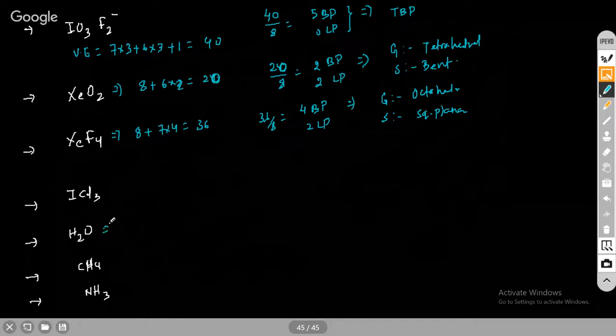Okay. H2O. If hydrogen is the outer atom, what is the valence electron count here? 6 plus 2, 8. When hydrogen is the outer atom, we divide this 8 by 2, not by 8, because hydrogen can have a maximum of 2 electrons. So it has 4 bond pair and 0 lone pair. Geometry and shape will be tetrahedral.